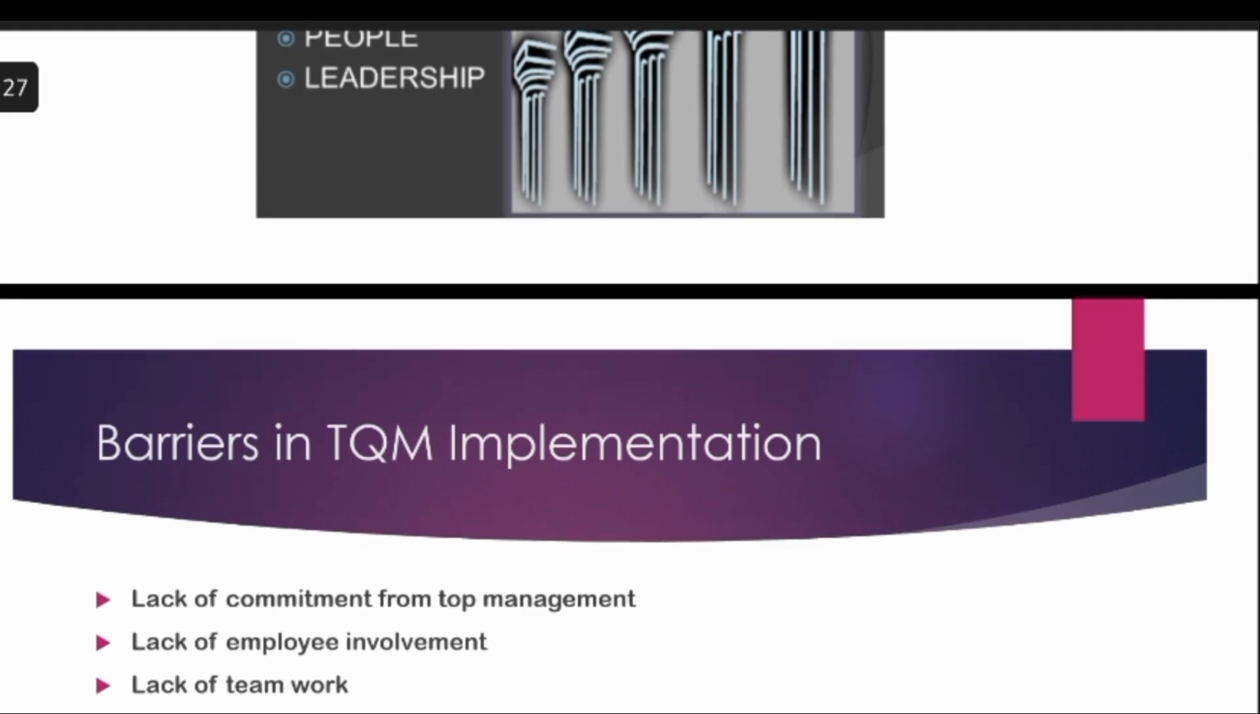The third one is lack of teamwork. Each and every sector of the institution or organization or an industry should work together towards the main focus of the organization, which will help achieve the vision and mission of the organization. So if there is any lack of teamwork or lack of communication between the team, everything will collapse.